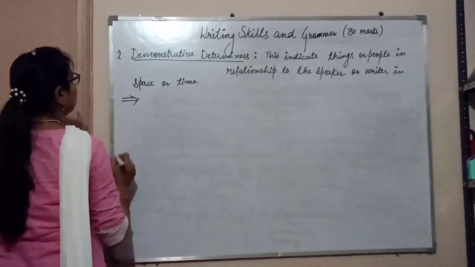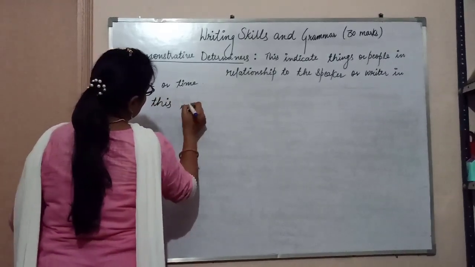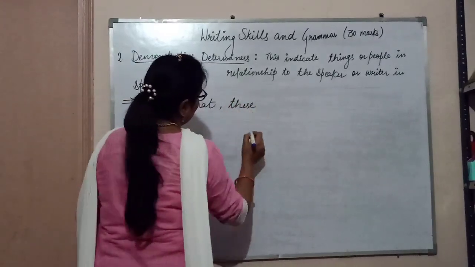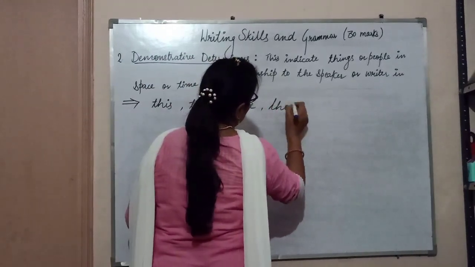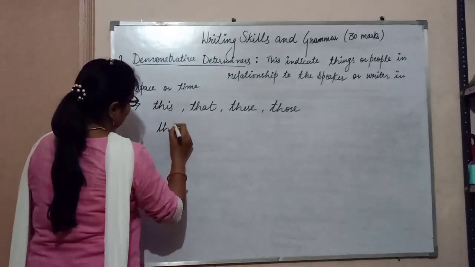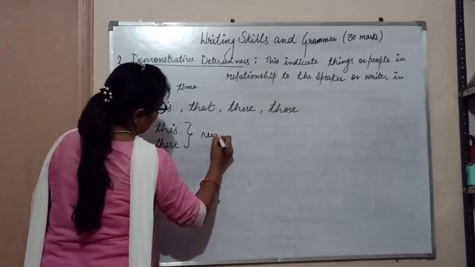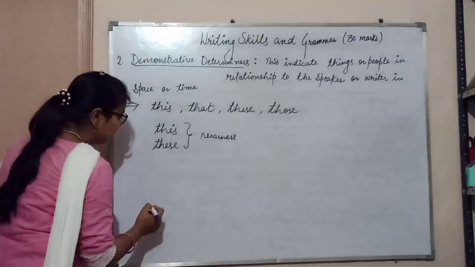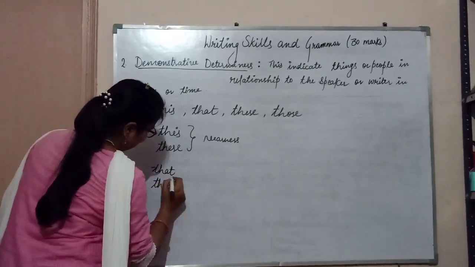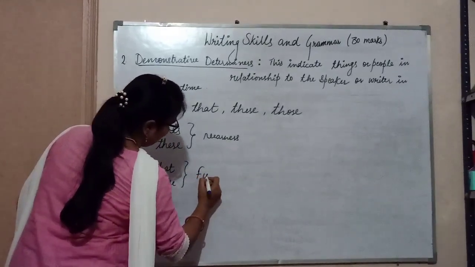These are this, that, these, those. And this and these indicate the nearness, and that and those indicate furtherness.